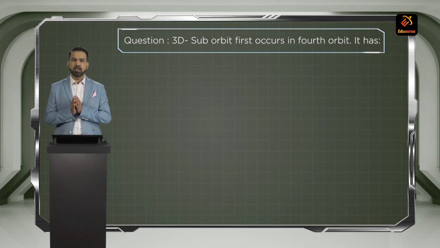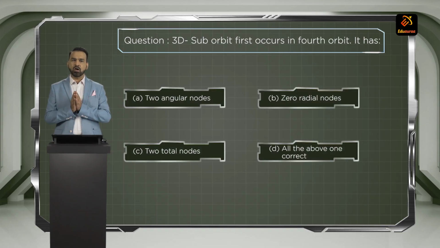3d suborbital first occurs in the 4th orbit. It has what? When the 3d suborbital first occurs in the 4th orbit, it has what? All of the above statements, that is choices A, B, C, are supporting the presence of the 3d orbital in the 4th shell. Yes?